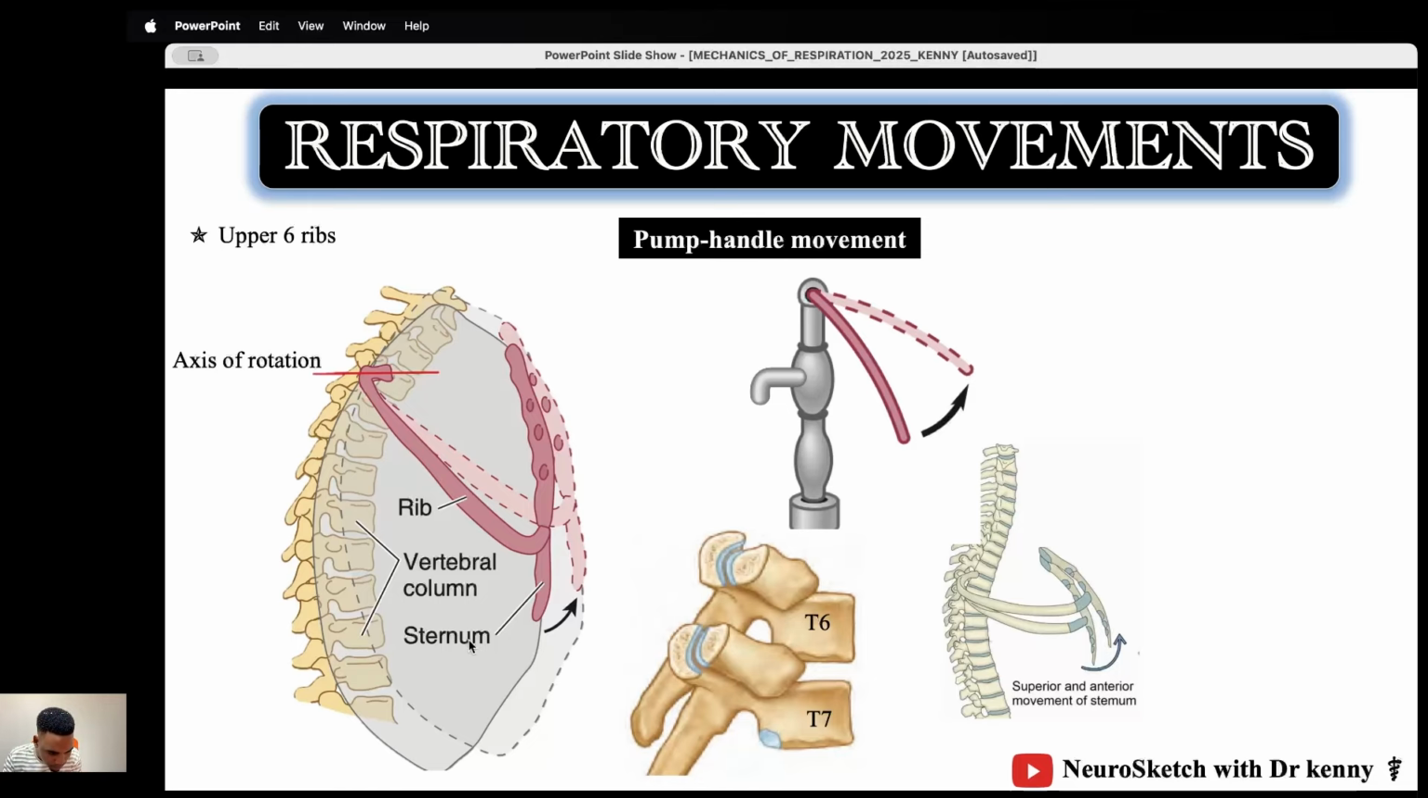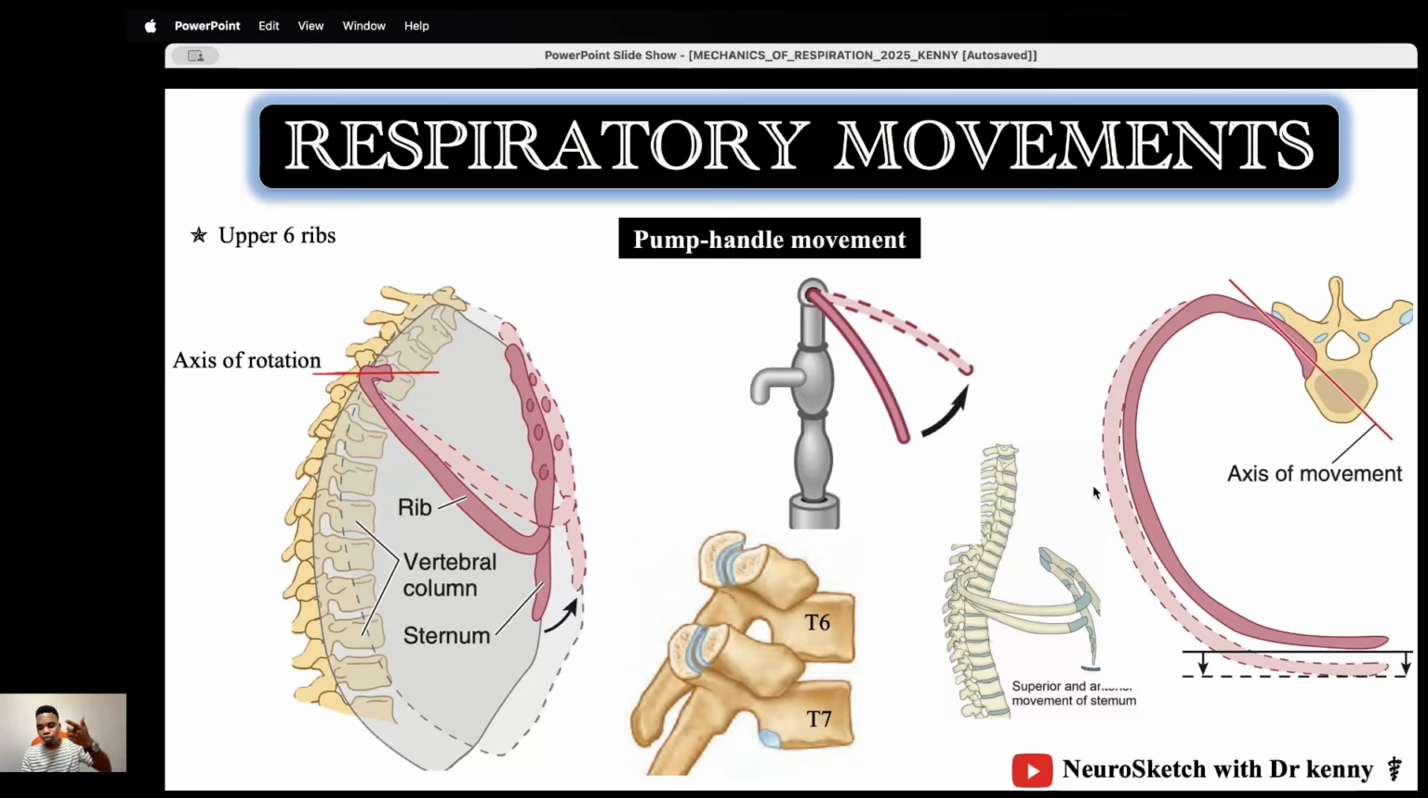Look at this one. We had the anterior posterior diameter which was this wide, but now it is this wider. It's even wider. This is a superior view from above. You can see the diameter was here, but now it's here. So the anterior posterior diameter is increased in a pump handle movement, which is very important. It's attributed to the upper 6 ribs.